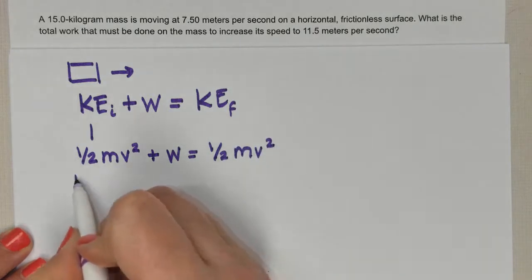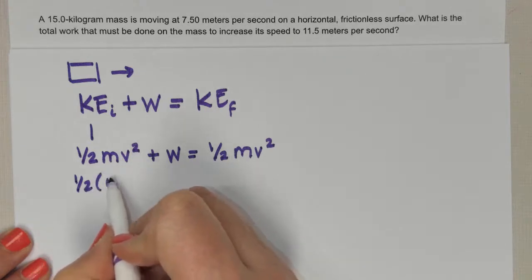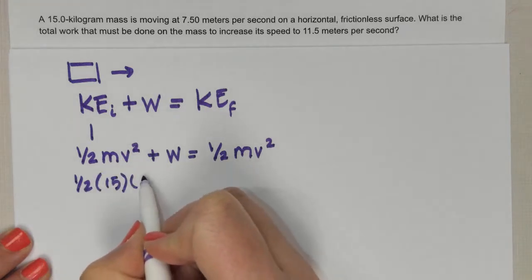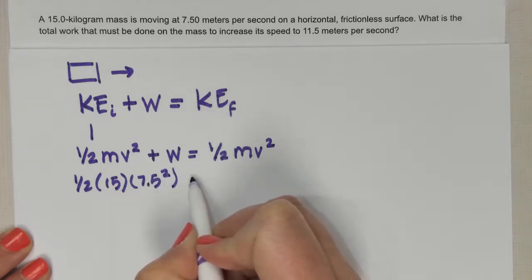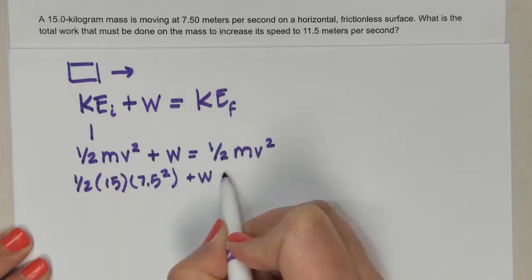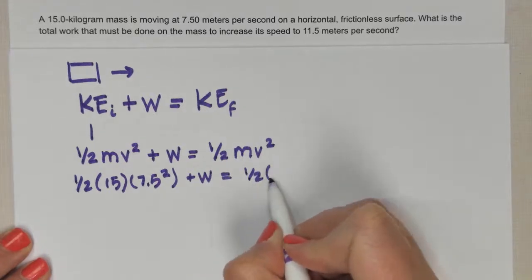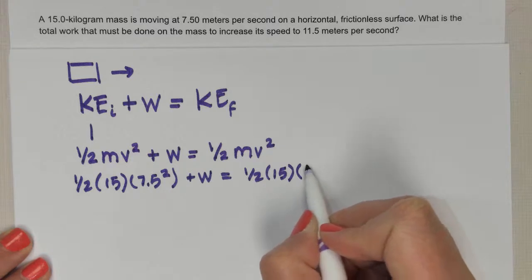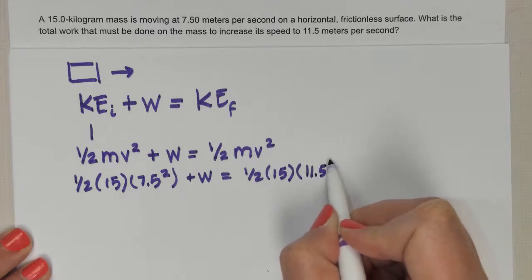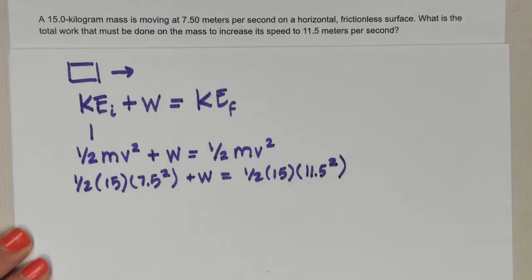Substituting in, half the mass here is 15. The initial velocity is 7.5. This is going to be squared per that equation. Plus the work that is done will equal 1/2. Again, mass is still 15, doesn't change. And the velocity at the end is 11.5 meters per second. And again, we have to square that. So that is your substitution step. We did the physics. From here, it's just algebra.